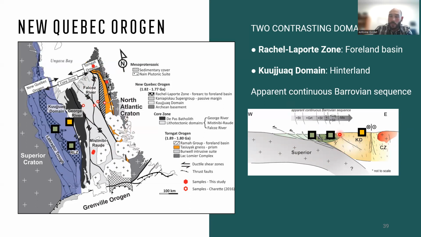I would like to emphasize that when you go in the field, it appears to be an apparent continuous Barrovian sequence with the appearance of biotite, then garnet, then staurolite, kyanite, and so on, without any breaks. You cannot really recognize any breaks. I'm going to demonstrate in a couple of minutes that there is a break actually, and it's not a continuous sequence. So we decided to select a couple of samples to do the full quantitative petrochronological approach.